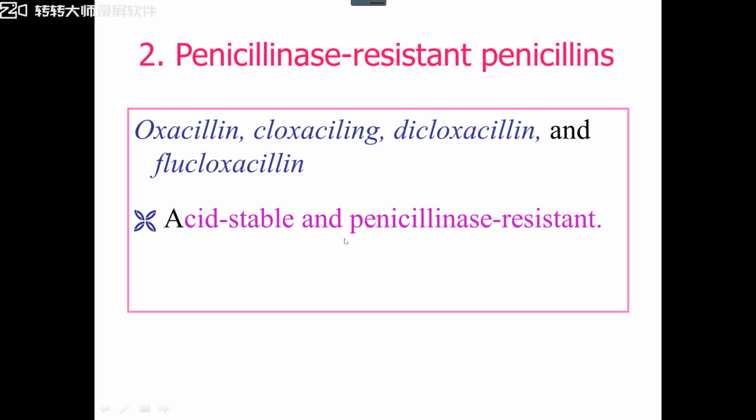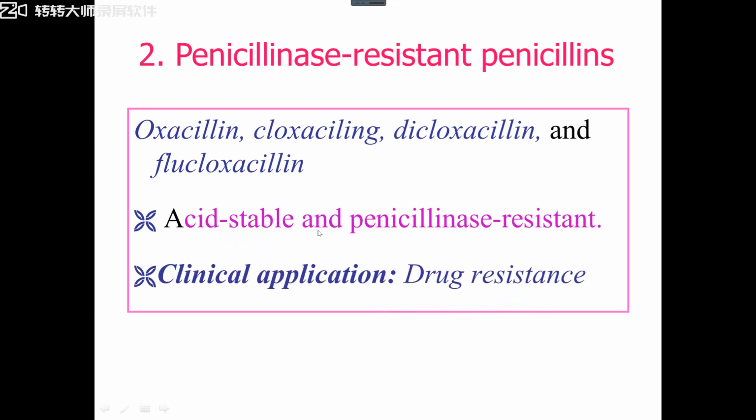The second feature is penicillinase resistance. It means that when we use the drug, drug resistance occurs very late. Clinically, when patients use penicillin G or penicillin V or other penicillins and then develop drug resistance, we can change the drug from penicillin G or V to oxacillin. So it is used in penicillin-resistant patients.